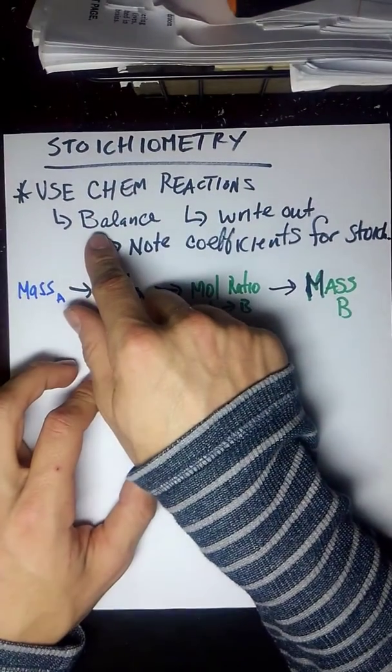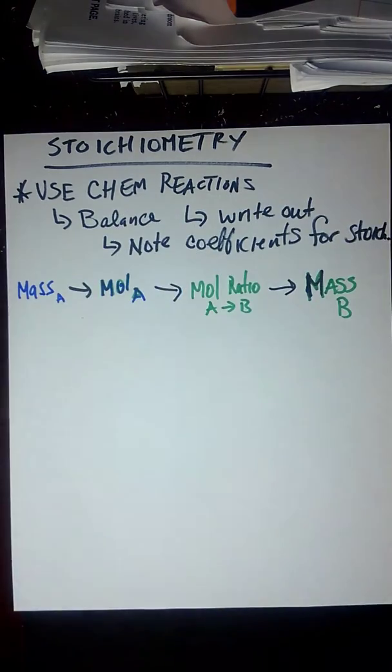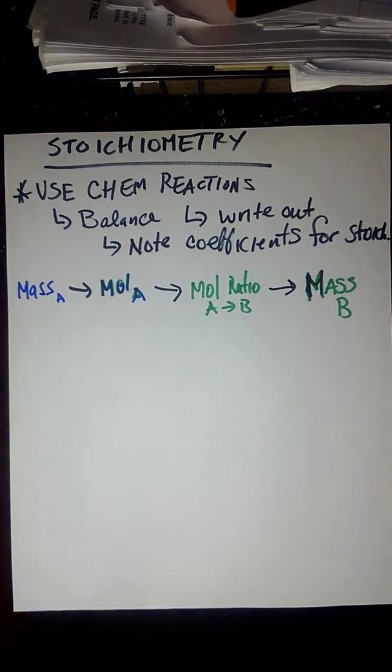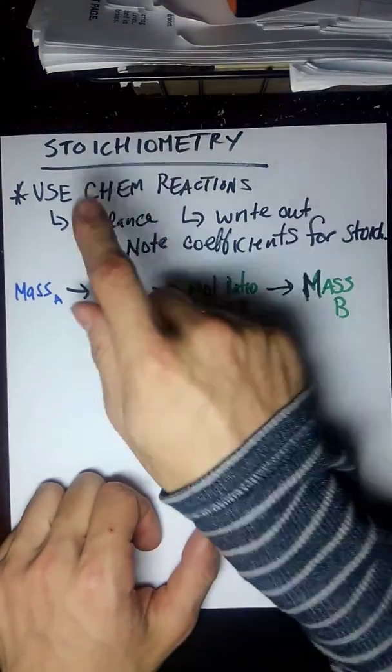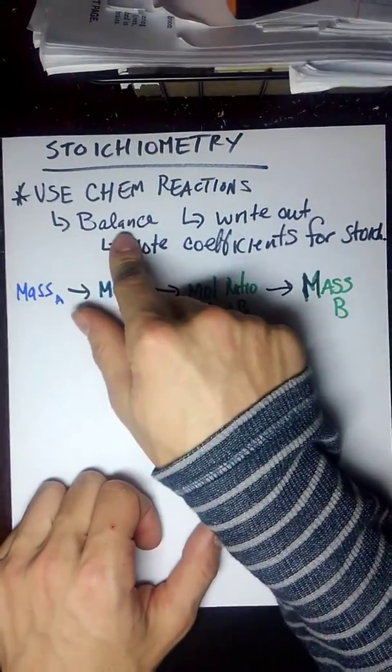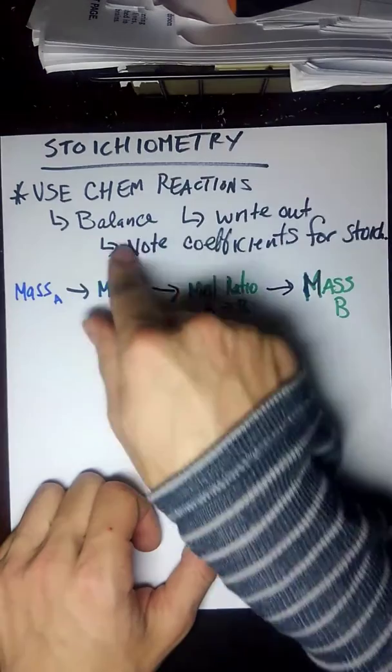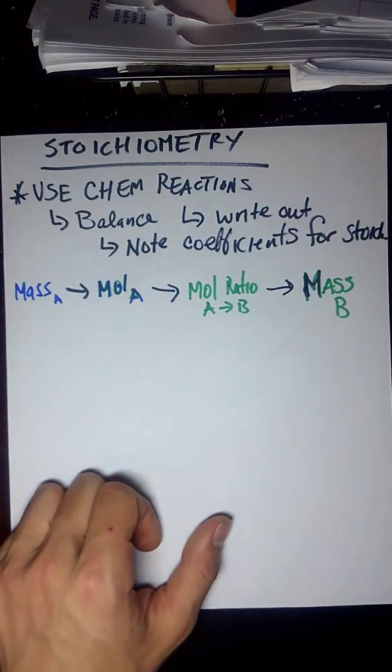Okay, so first we're obviously going to balance our chemical equations, because this is the fun stuff. This is where you get to use your chemical reactions and actually put them to the test, right? So you balance them first. It's like putting it all together. So we write out and balance, and then we note the coefficients, okay?